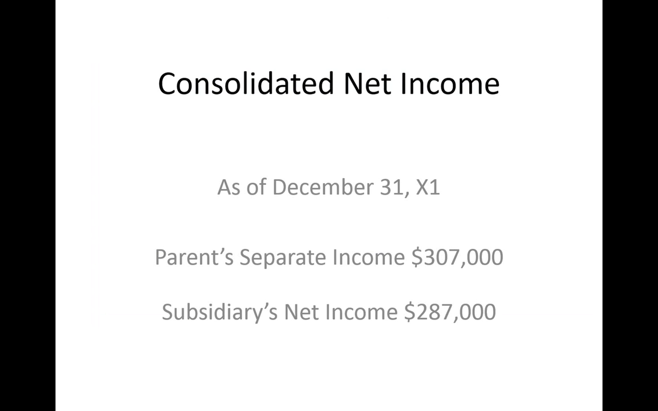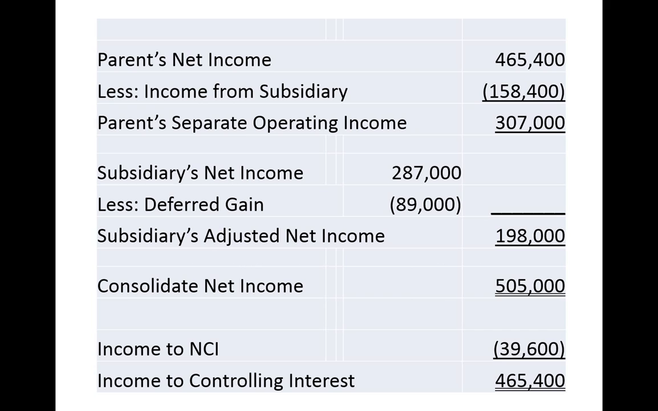In the consolidated net income, we see that included in the sub's net income is $287,000. We'll subtract from it the deferred gain, and then the subsidiary's adjusted net income will be allocated out 20% to the NCI, and that 20% is reduced from the consolidated net income.